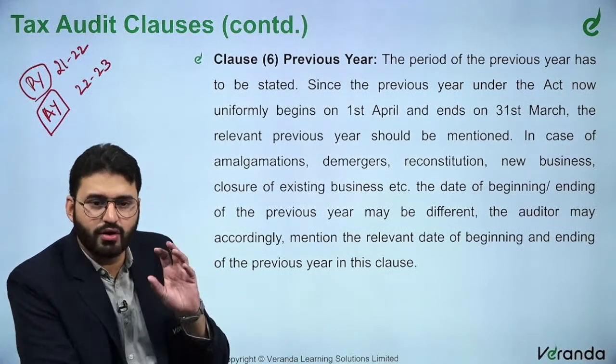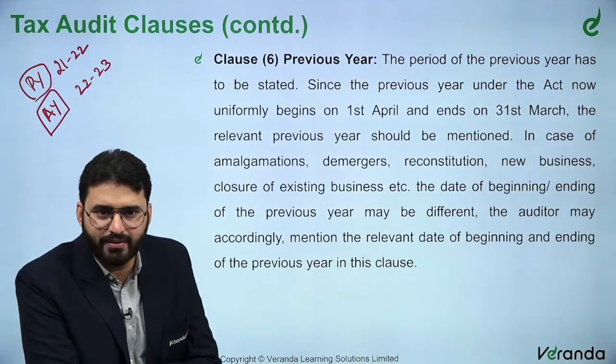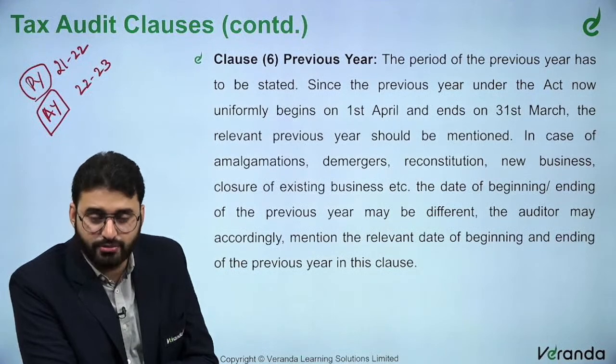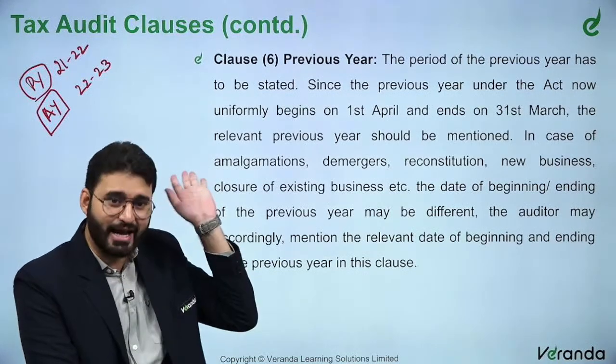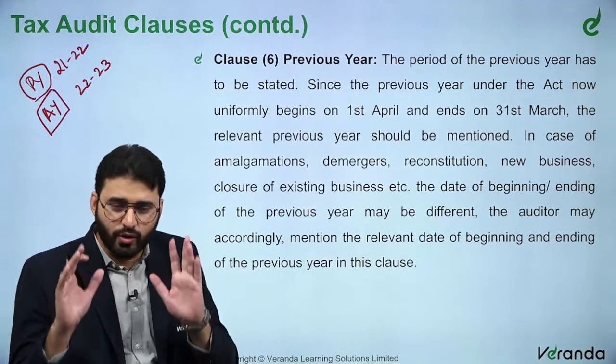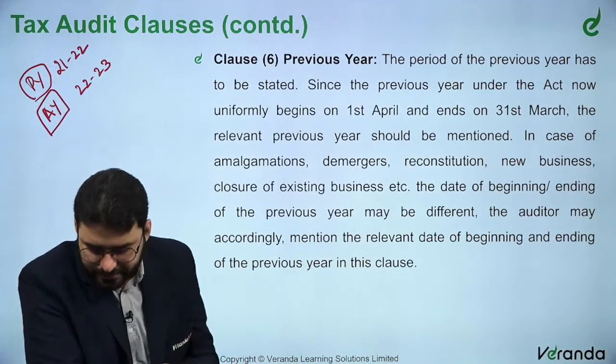In clause 6, you have to just indicate what the previous year is. The period of the previous year, basically that particular financial year, has to be stated. Don't mistake it to be the previous year as in common parlance. We have to understand previous year in the context of income tax law, which is your financial year.